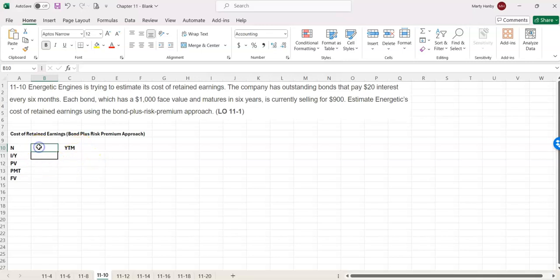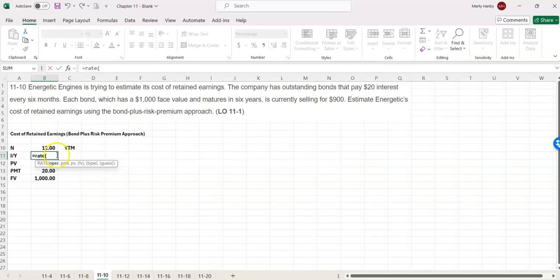All right, so N is going to be 6 years semi-annually, so 6 times 2. PV is the 900, entered as a negative, the price of the bond. The 20 is the coupon payment, and 1,000 is the future value. And equals rate, comma, payment, comma, present value, comma, and then future value.